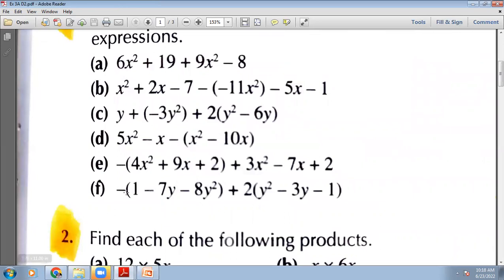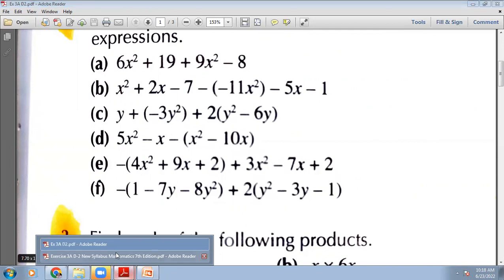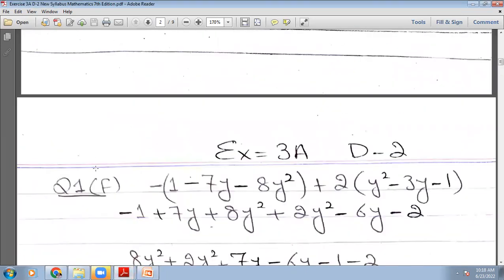F part. Same here, we have a negative outside that bracket. When you remove this bracket, the signs will change. Here a 2 is outside the bracket, so when this 2 multiplies with each term, this 2 will multiply with this, with this, and with this. Okay, so let's see how I have solved it.